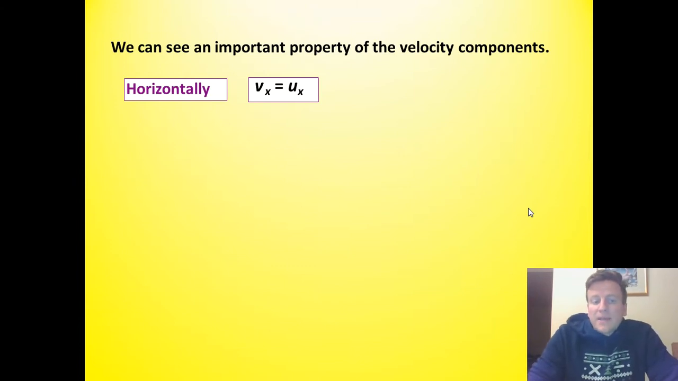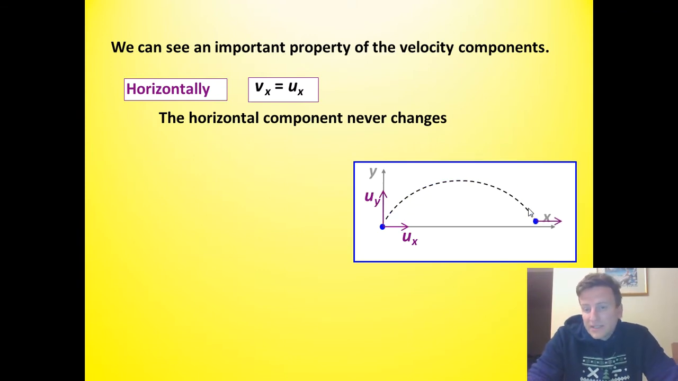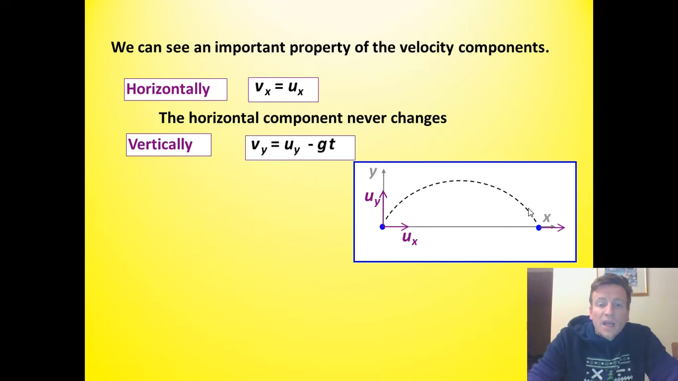So again, just the main points horizontally: Vx is equal to Ux, and the horizontal component never changes. There's an example where it's just getting shown on the graph. So the horizontal speed has just stayed the same. I'll show that again, just staying the same each time.